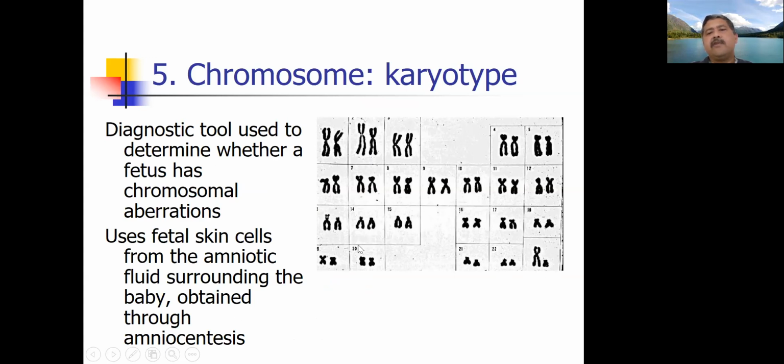And this is the karyotype of a male. The male is XY, we say. Female is XX typically. And this karyotype we might do from a fetus. And so it says here it uses fetal skin cells from the amniotic fluid surrounding the baby.